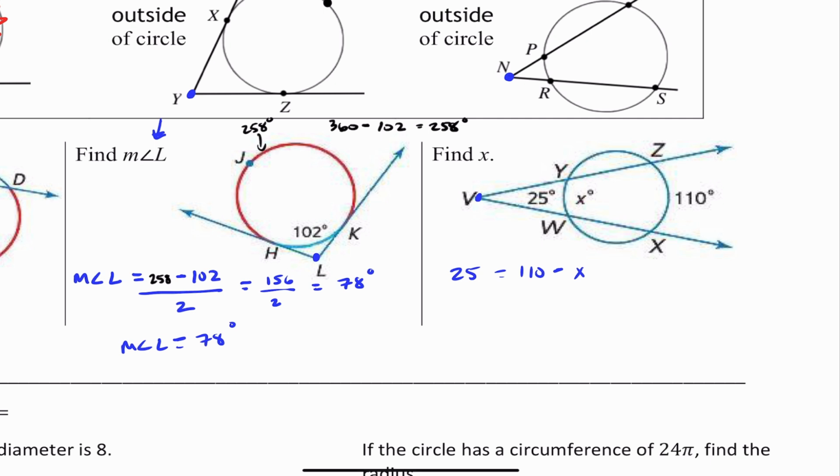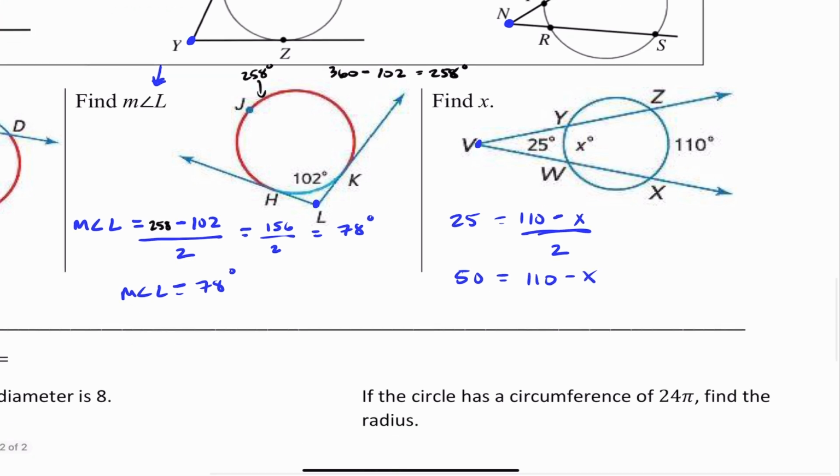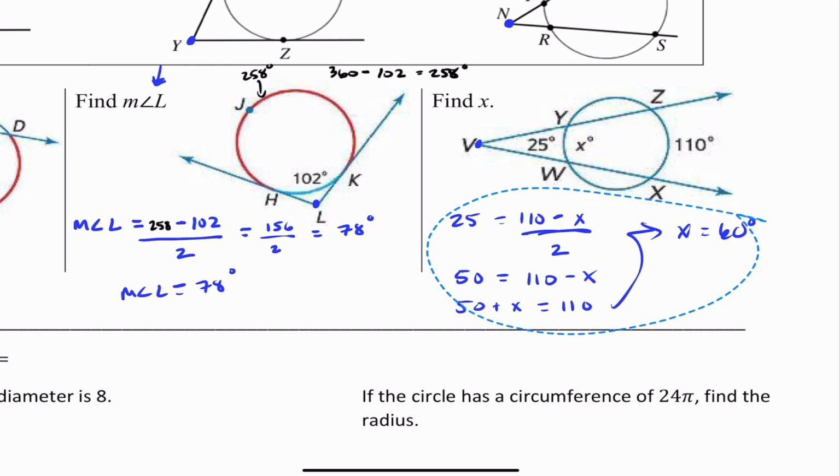Can't say X minus 110. Do not make that mistake, okay? So it's 110 minus X all over 2. So you have 25 equals 110 minus X over 2, which gives 50 equals 110 minus X. And let me go ahead and put 50 plus X equals 110 there. And now I can go ahead and subtract both sides by 50. So X equals, what is that going to give me? 60 degrees, okay? So X is equal to 60 degrees.